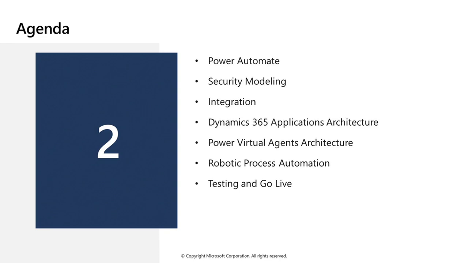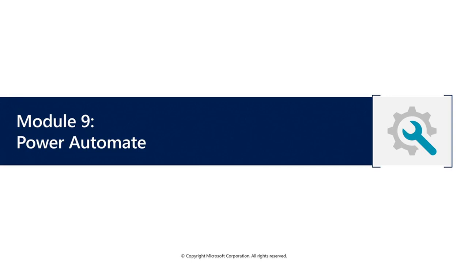So our agenda will be Power Automate, how to secure the model, so securing modeling. We will talk about integration, Dynamics 365 application architecture, Power Virtual Agent architecture, and RPA, robotic process automation, before talking about testing and go live. This is all the things we will cover. That's a lot of stuff. So let's start with Power Automate.